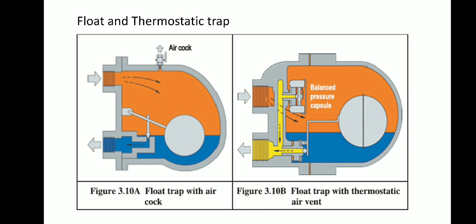The third type is the float and thermostatic trap. The ball float type trap operates by sensing the difference in density between steam and condensate. In the case of the trap shown in the first diagram, which is 3.10a, condensate reaching the trap will cause the ball float to rise, lifting the valve off its seat and releasing condensate. As can be seen, the valve is always flooded and neither steam nor air will pass through it. So early traps of this kind were vented using a manually operated cock at the top of the body. Modern traps use a thermostatic air vent as shown in the figure. This allows the initial air to pass whilst the trap is also handling condensate.